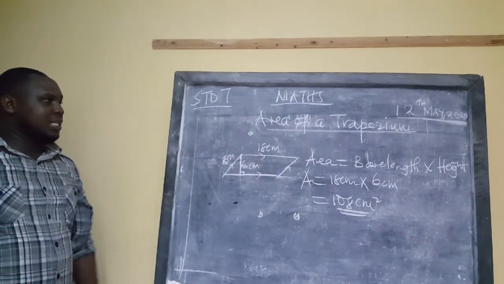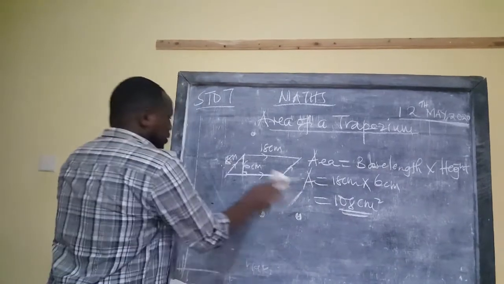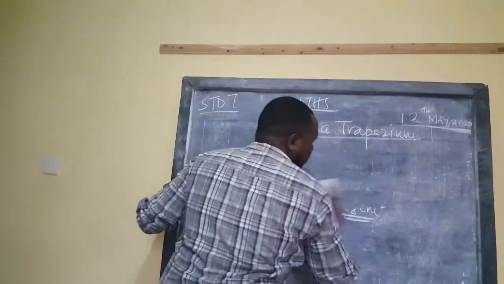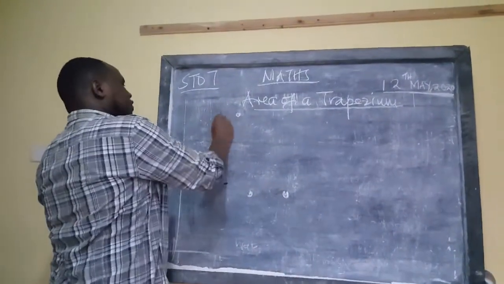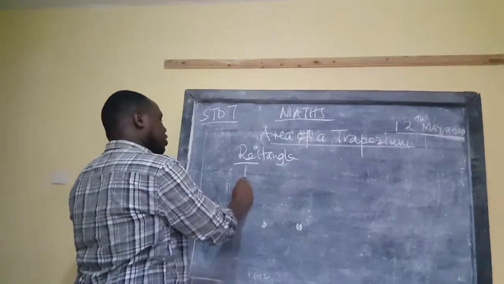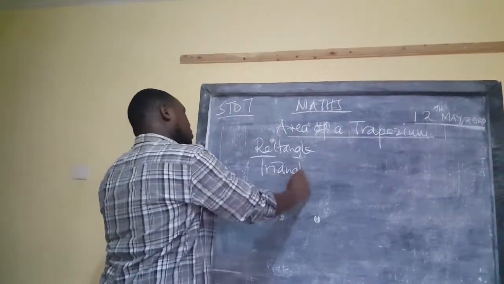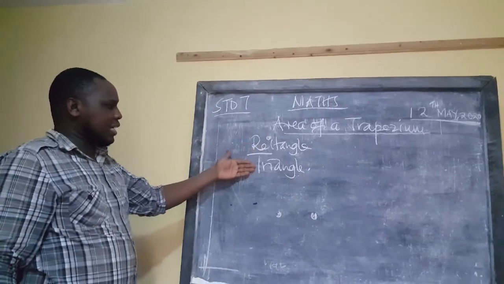Today, I want us to discuss the area of a trapezium. A trapezium is a figure that is made up of a rectangle and a triangle. A trapezium is made up of a rectangle and a triangle.